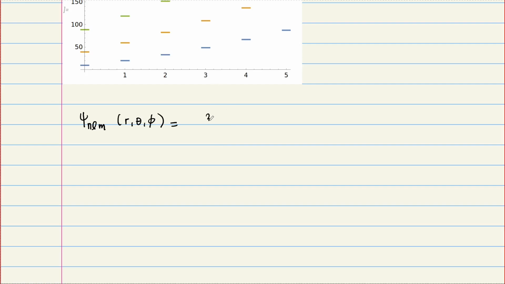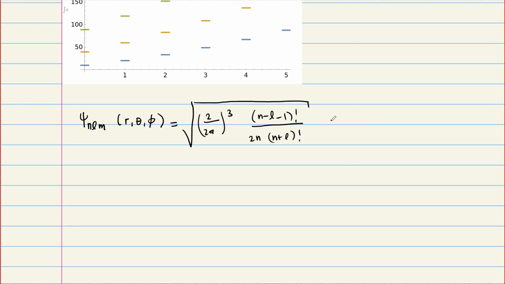There is some gigantic normalization. Let me just write it so that I know you've seen this at least once in your life. So this is a factorial divided by 2n times (n plus L) factorial. So this is the normalization constant. There is this e to the minus rho piece, but rho is r over 2a-bar. So this is the factor coming from the requirement of decaying solutions as r goes to infinity.